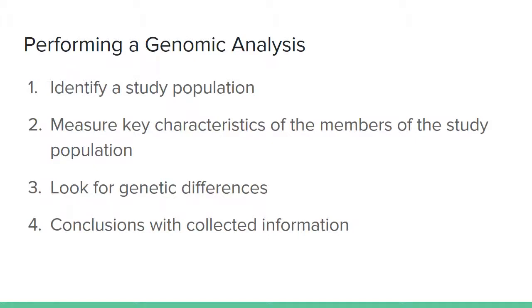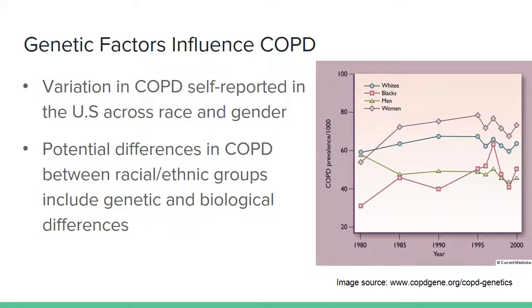The next step is to look for genetic variants that differ between the case and control populations, so that we can compare and identify how features are genetically different. Lastly, make conclusions with all the information collected. The next slide shows how genetic factors affect COPD by using genomic analysis.